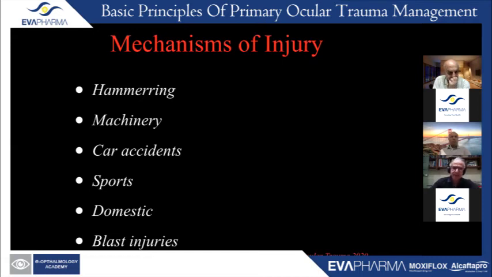Car accidents, unfortunately, we see a lot of foreign bodies due to car injuries related to not using the seat belts. Now it should be routine. Sports, occasionally, someone is playing squash or something, you hit the eyeglasses and the eyeglass breaks into the eye. Very occasionally, we see domestic injuries from an explosion from a Coca-Cola or a bottle of a gaseous liquid, and blast injuries. And now we see a lot of, unfortunately, gunshot injuries.